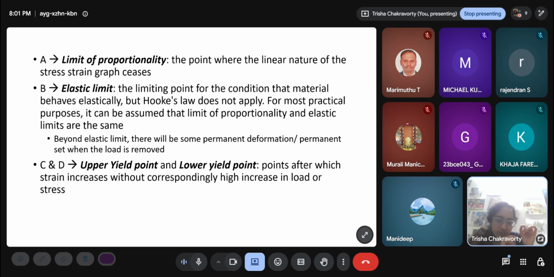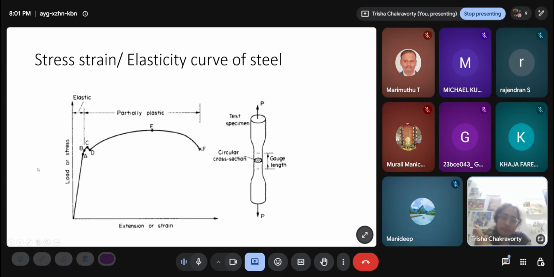Again, they are also very closely spaced, so you can say they are almost the same. Points after which strain increases without a correspondingly high increase in load or stress. That means there is a sharp fall in the slope. The slope was a very steep graph, and then suddenly it falls like this. Beyond C and D, which are very closely spaced, you see a very sharp decrease in the slope. So the material has yielded.